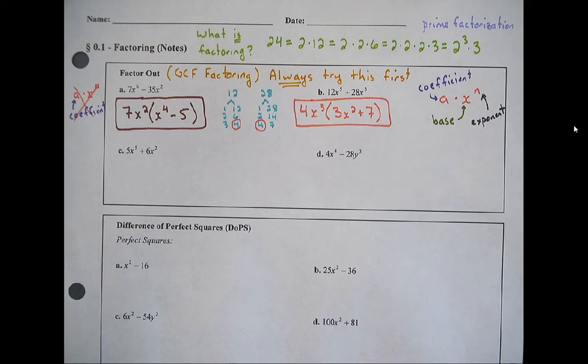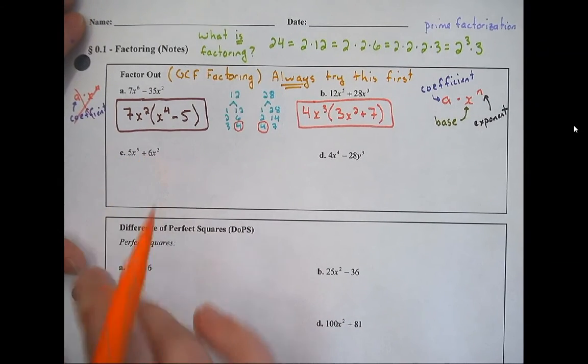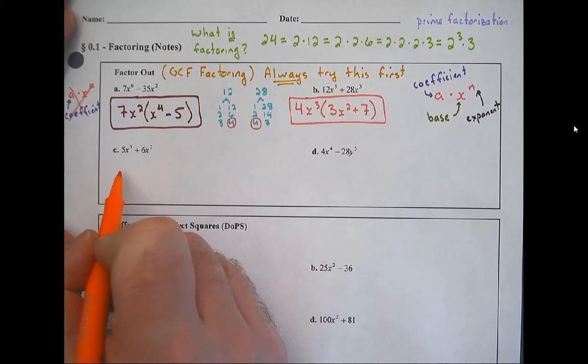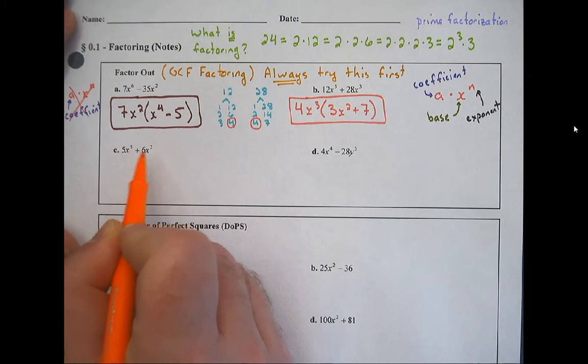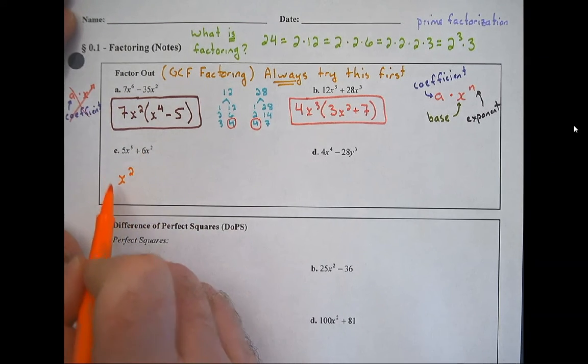All right, let's see how you did. So, look, 5 and 6, everything has something in common. What number goes into everything? 1. If it makes you feel all warm and fuzzy inside, put the 1 out there. I'm not going to do that because I know that if I don't write anything, that implies a 1. So x to the 5th and x to the 2nd, that has an x to the 2nd in common. There's the 1 that I'm not going to write.